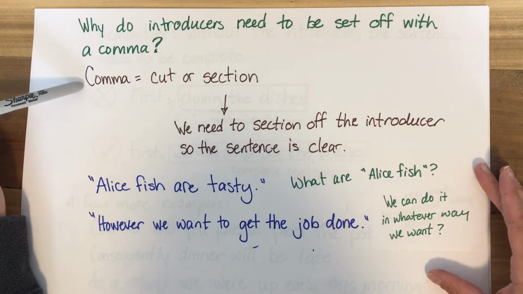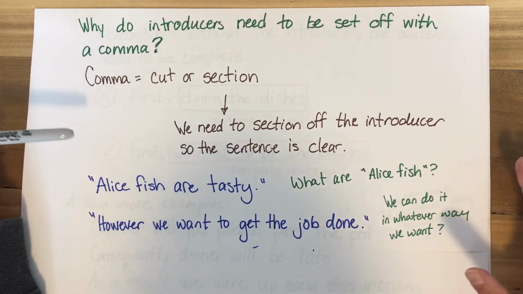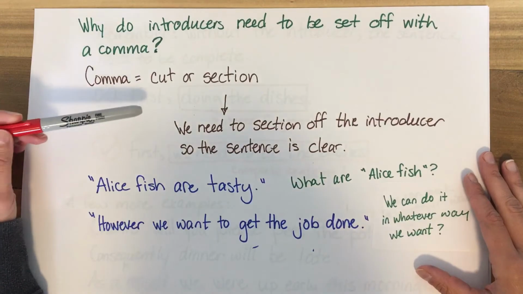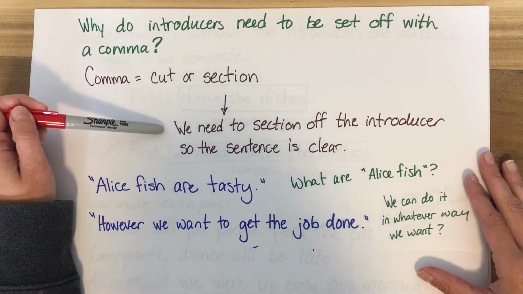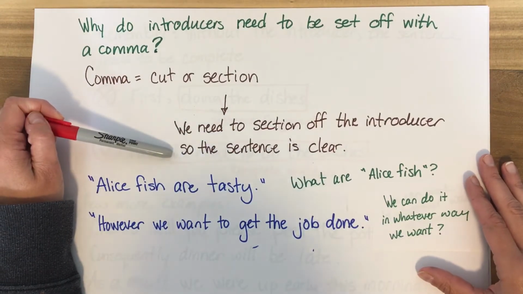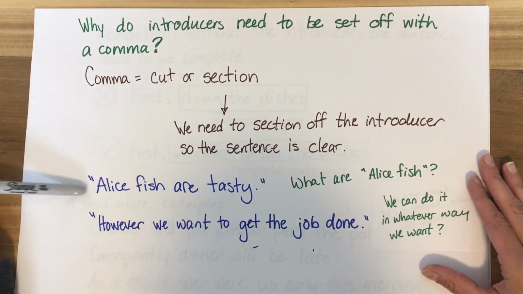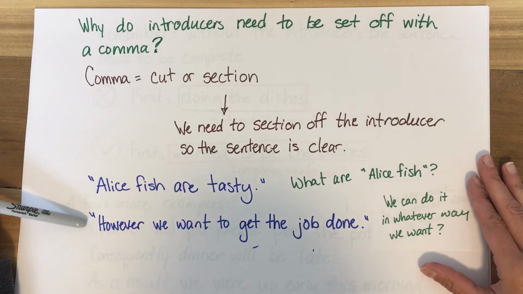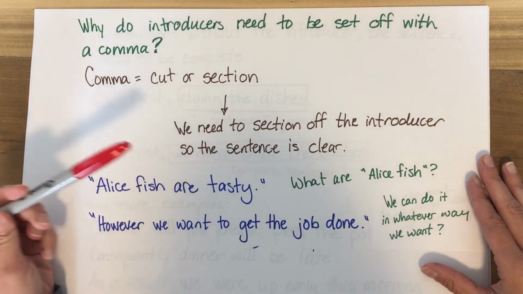So if we remember from our last lesson, comma means cut or section. So the signal it gives us is to section off pieces of information in our sentence. So we need to section off the introducer so the sentence is clear. So I've given 2 bad examples. So if you want to go ahead and take your pen so you can modify this so that it is correct, or take a different colored pen like I have here.